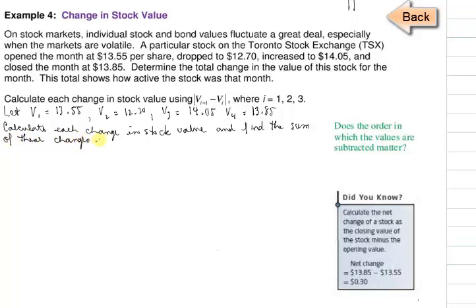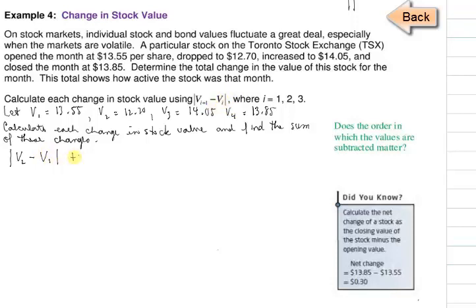Okay, so we're going to use our formula. We're going to substitute in values for i, 1, 2, and 3. So for the first one, the absolute value of V, and we're going to plug 1 in for i, so we're going to have 1 plus 1 is 2, so that'll be V2 minus V, and we'll plug 1 in for i here, so V1.